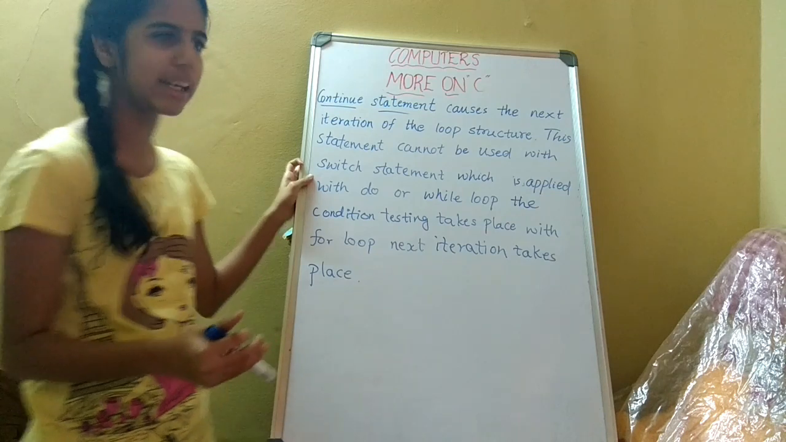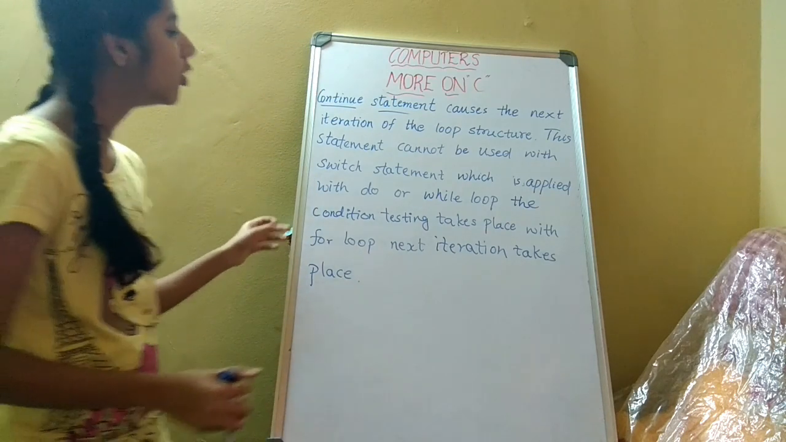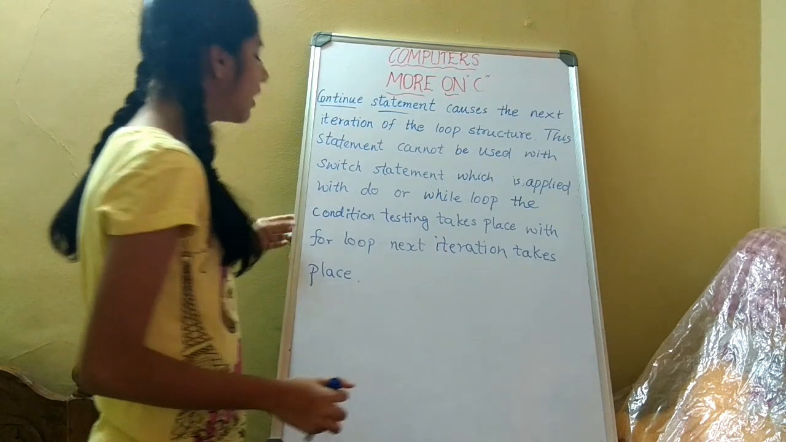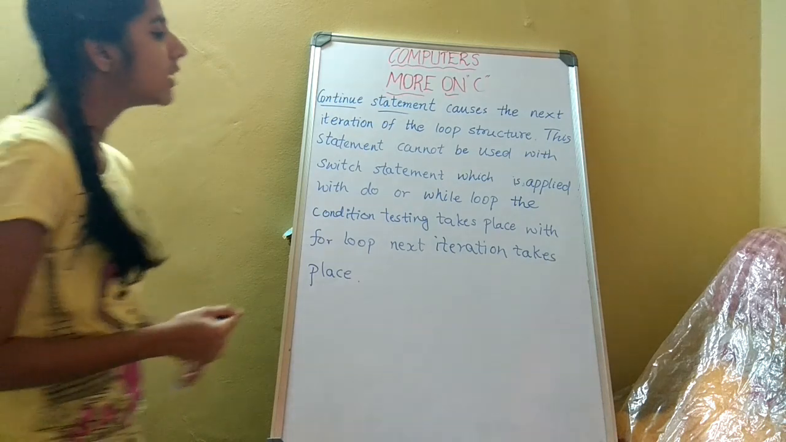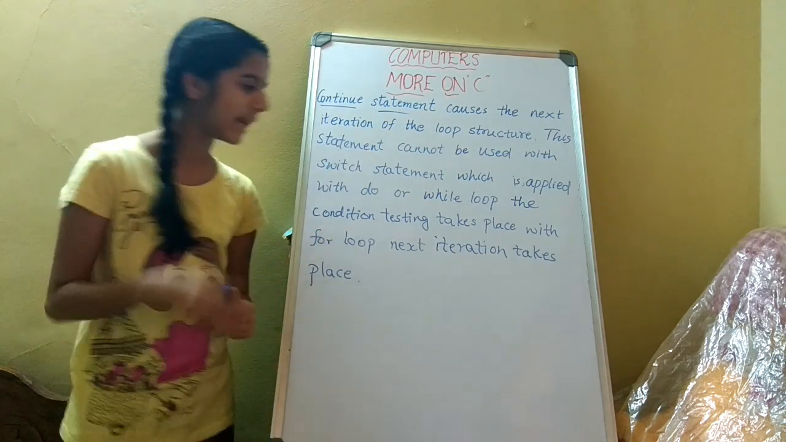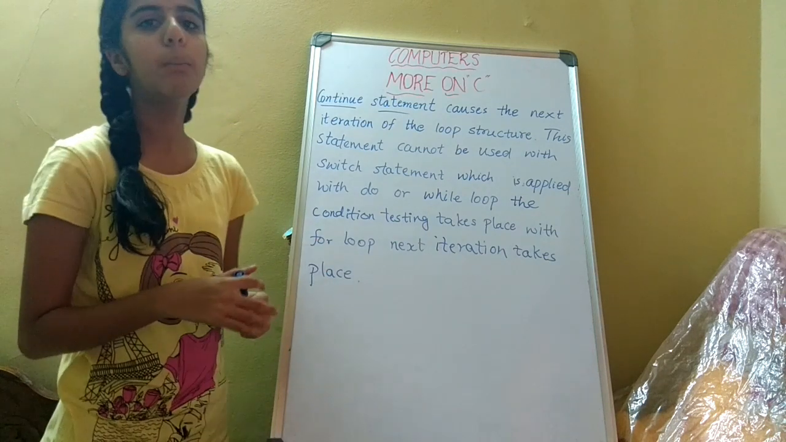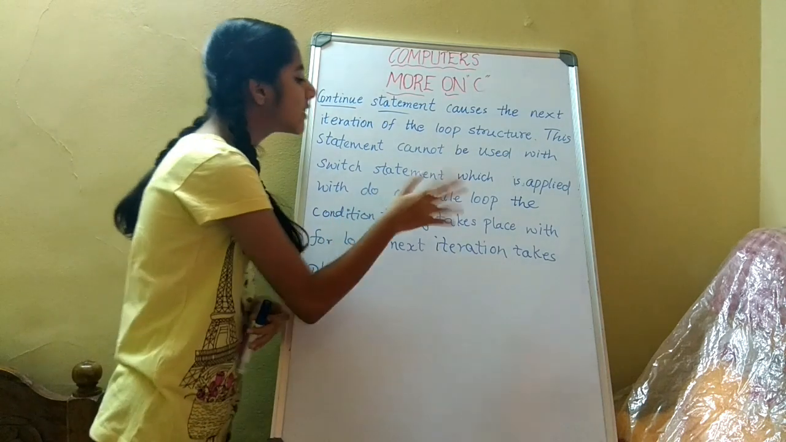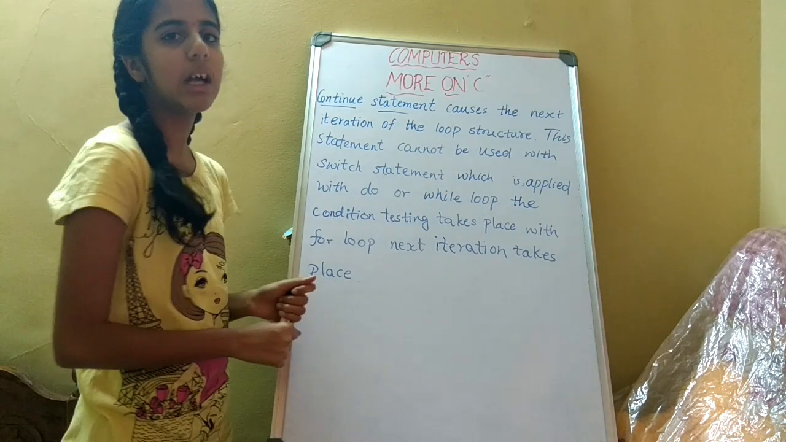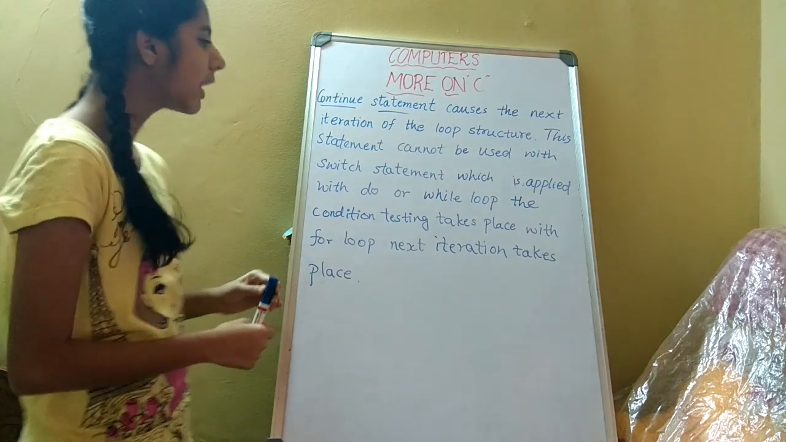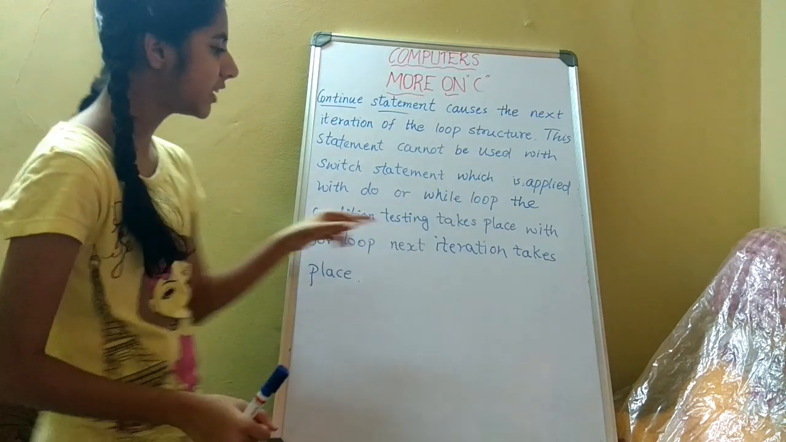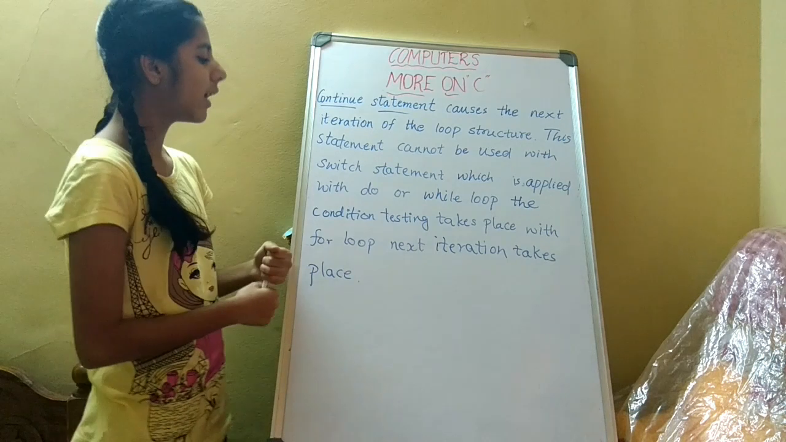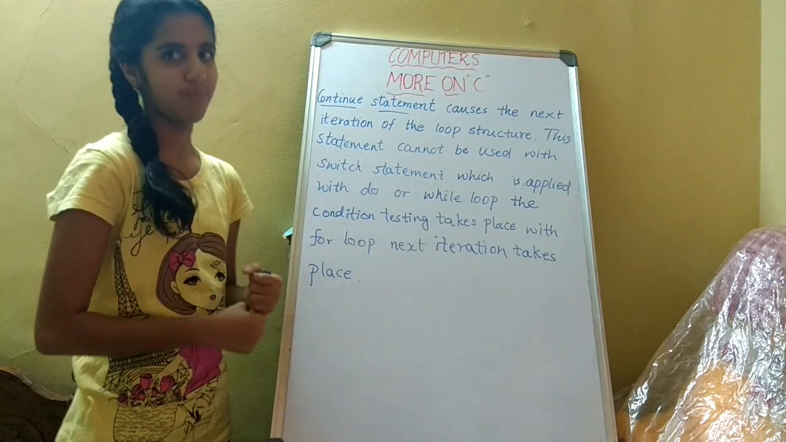It is similar to the break statement, and it is applied with do or while loops. With do or while loops, the condition testing takes place. With the for loop, the next iteration takes place. These are looping statements, and each has two parts, which we will discuss in detail. So what happens with these two? We will test them.